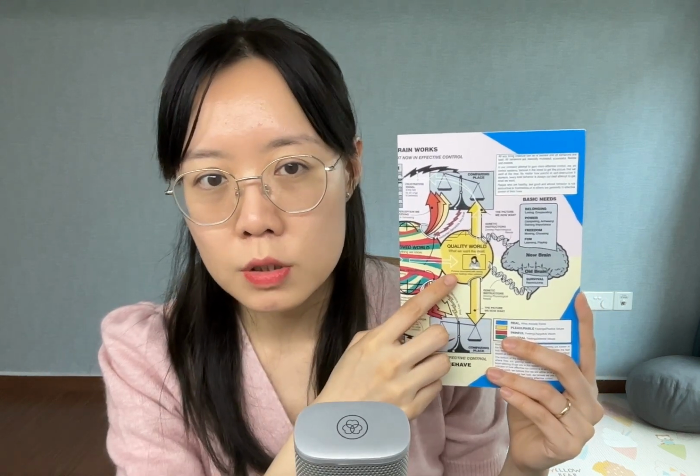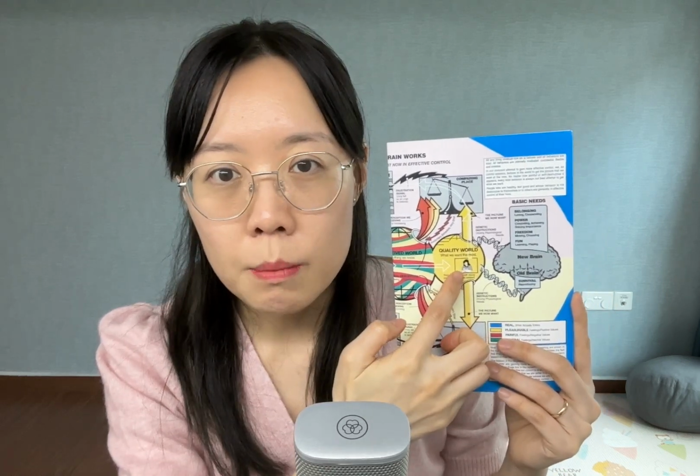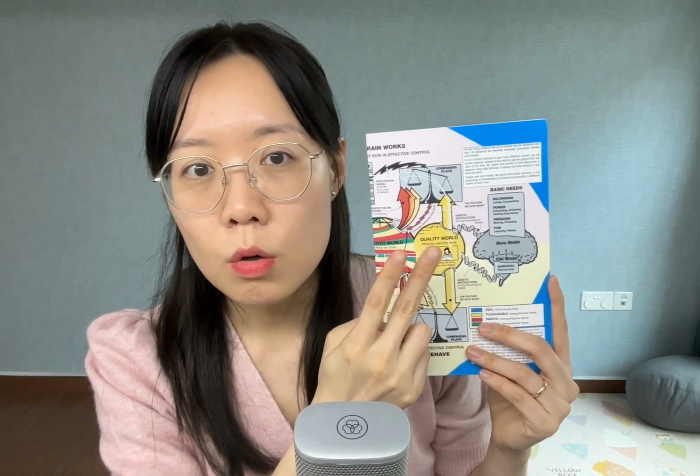One thing you need to know about the quality world is that the pictures here can change. The second thing you need to know is that some pictures are conflicting. For example, I could be a married man, so my wife is here, my children are here, but my mistress, the one that I'm having an affair with, is also here. That's called conflicting quality world pictures.